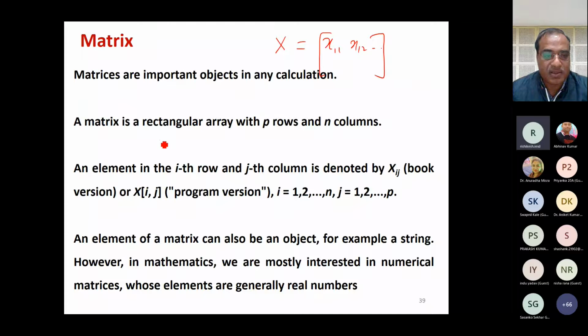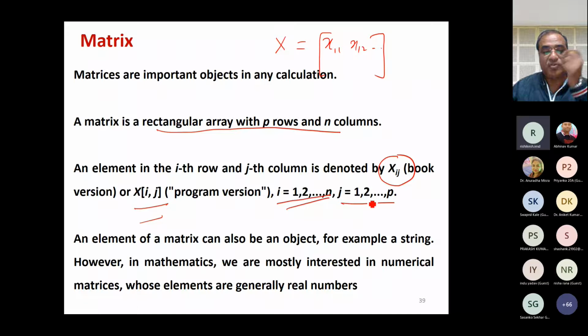So this matrix is essentially a rectangular array which has got, suppose, n number of rows and p number of columns. In the book style, we try to denote the symbol as xij, and in the program version usually it is like x, and inside the square brackets, i comma j. So here there are n rows, so i goes from 1 to n, and there are p columns, so j goes from 1 to p.